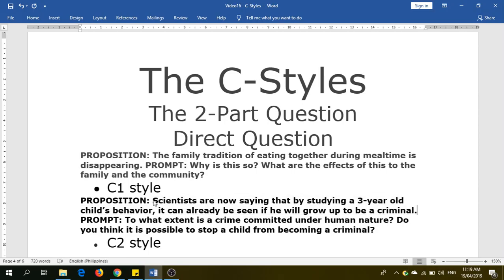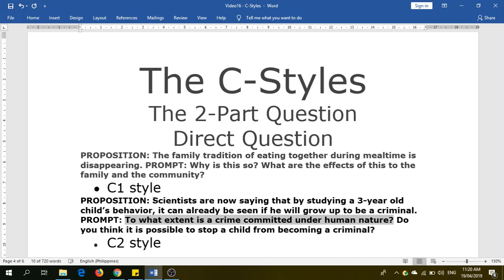But my student was smart enough to detect that the question is to what extent is a crime committed under human nature. So this is part of, for all intents and purposes, a to what extent do you agree or disagree question. And so the writer, yes, the writer could answer one-sidedly using the A1 style. But what the writer chose there is to implement the A2 style, or the kill disagree. And the other side of the issue therefore here is the impact of the environment to a child's psychology.